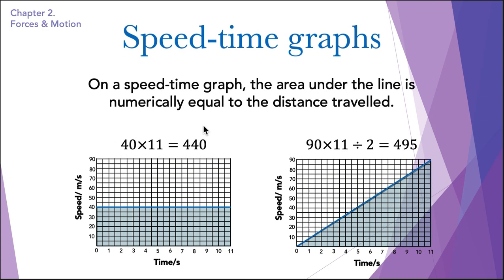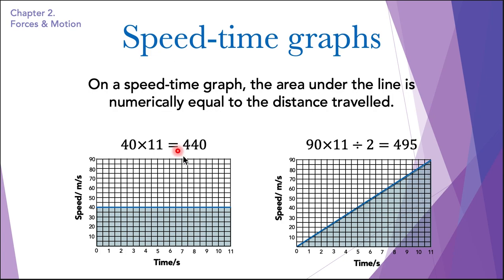Now, on a speed time graph, the area under the line is numerically equal to the distance traveled. By area under the line, we mean the speed and the time. So to find distance, we multiply speed with time and we find the distance. So if a graph is like this and the speed is not increasing or decreasing, we would simply multiply 40 by 11 to find the distance traveled.